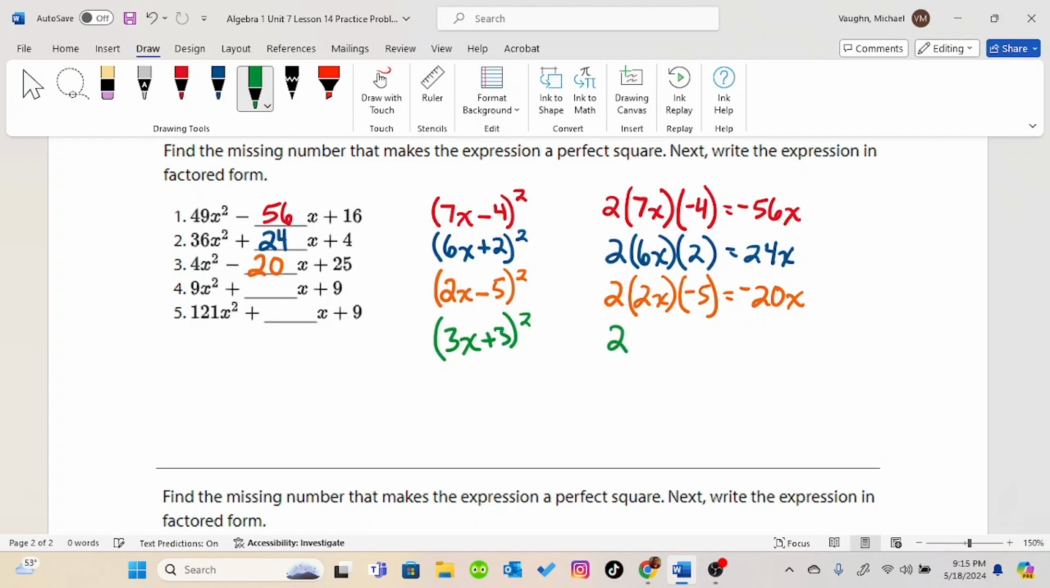Now we're going to multiply 2 times 3x times 3. 2 times 3x is 6x, and 6x times 3 is 18x. So the missing number is 18.